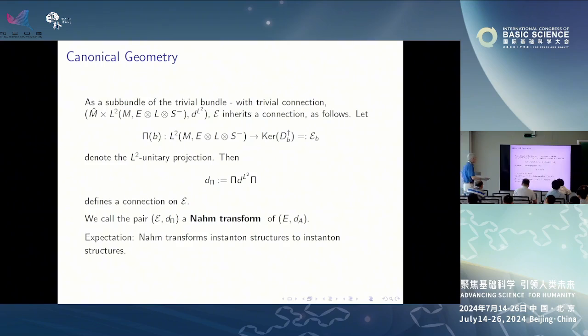And the expectation, what you're always trying to prove when you play this game, is that the Nahm transform takes an instanton, a bundle with instanton connection, to a bundle with instanton connection. I fudged it here to talk about instanton structures because typically you have to leave slightly the familiar realm of vector bundles a little bit to see what's going on.